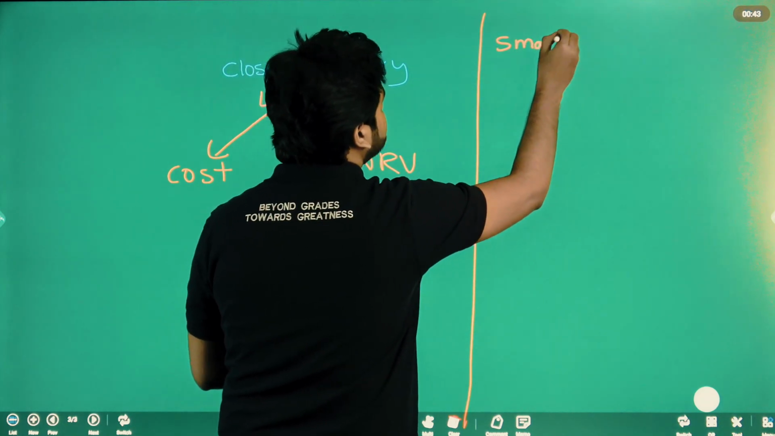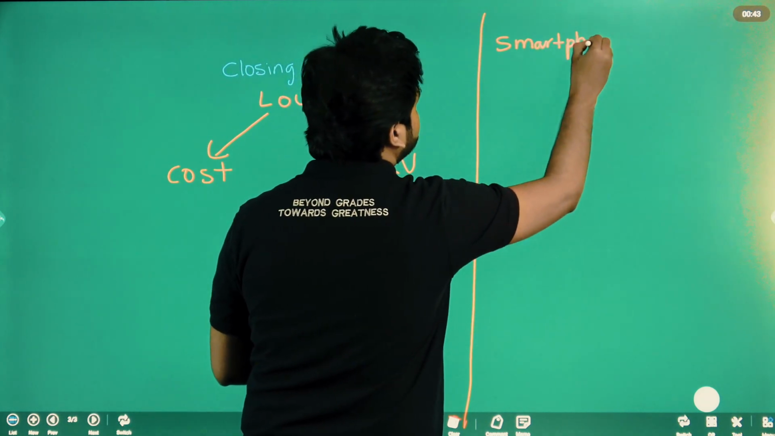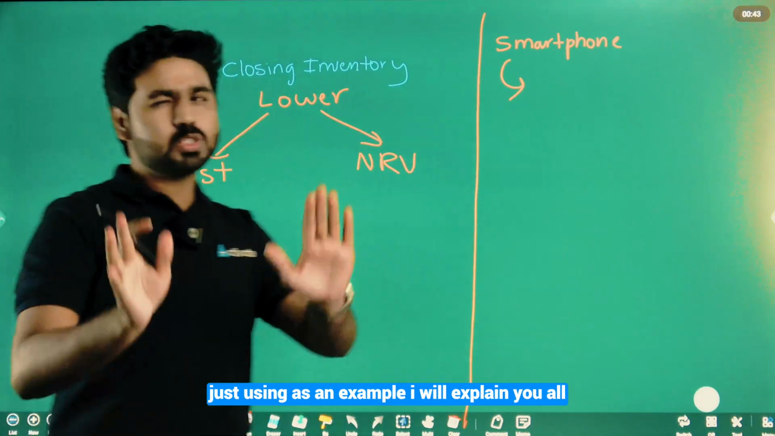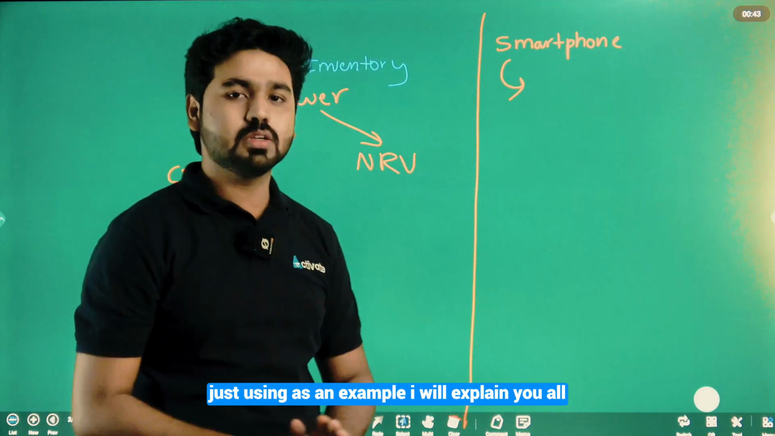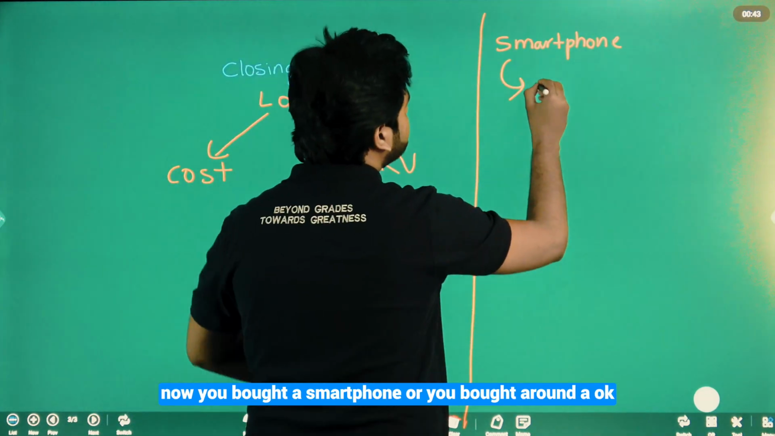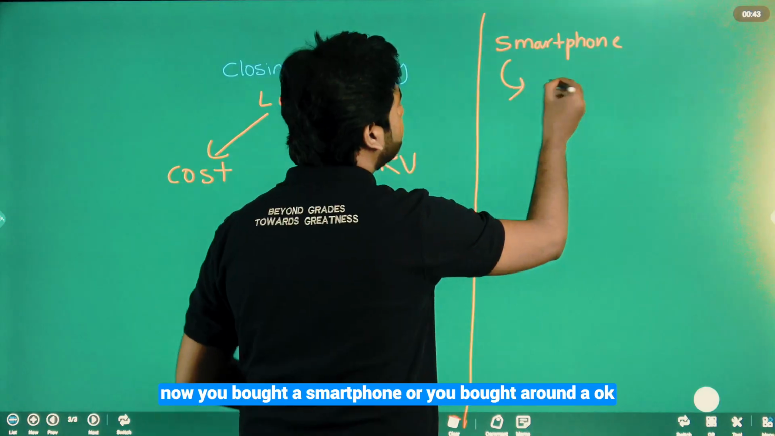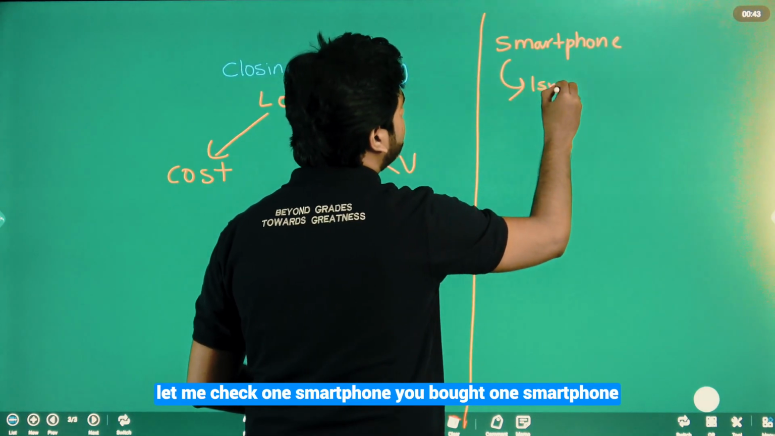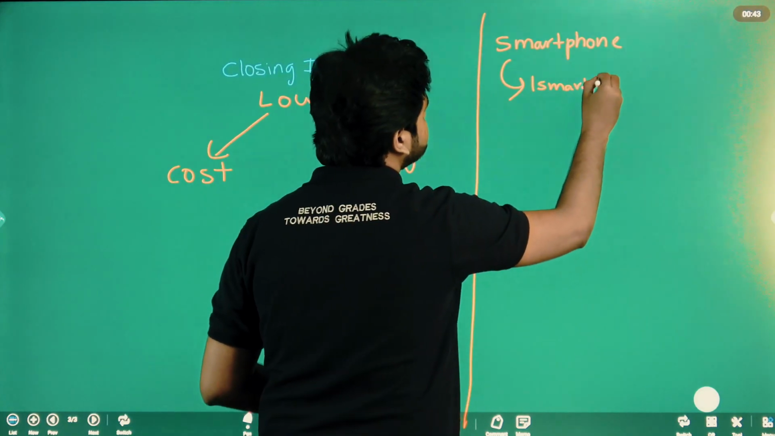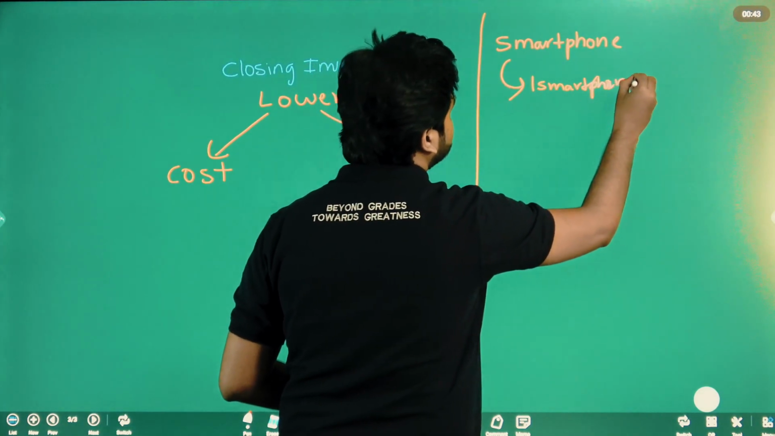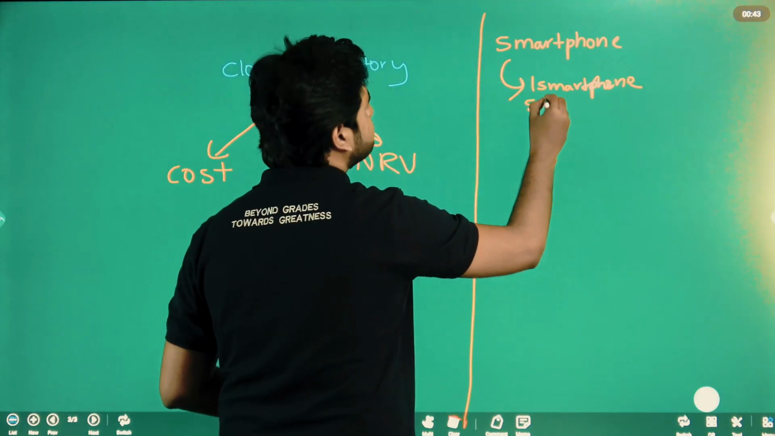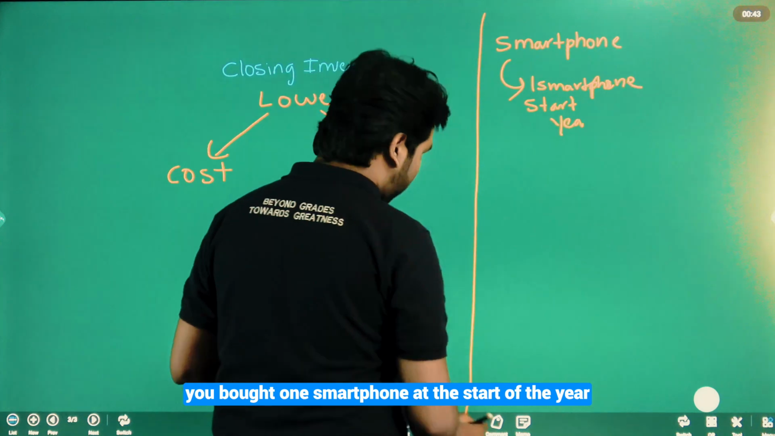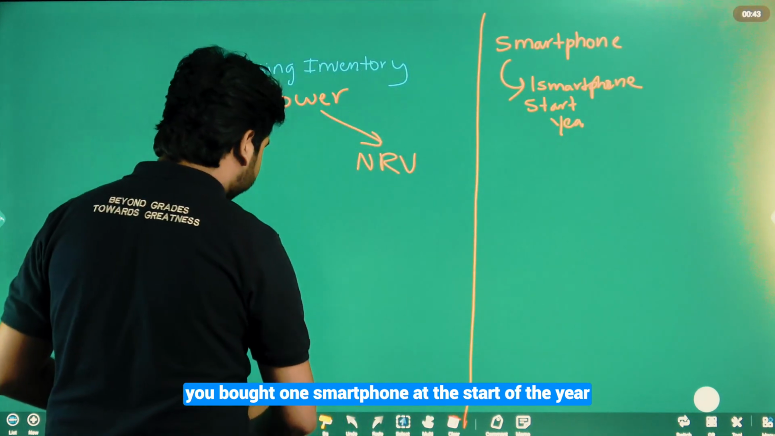Smartphones. I don't want to mention which brand the smartphone is. Just using it as an example, I will explain you all. Now, you bought a smartphone, let me take one smartphone. You bought one smartphone at the start of the year.